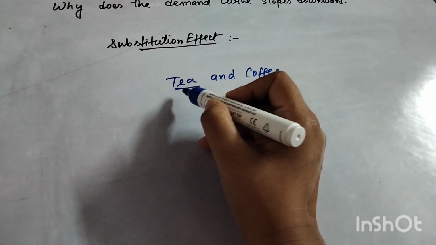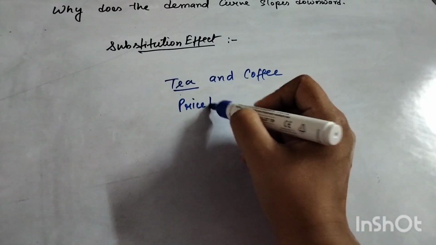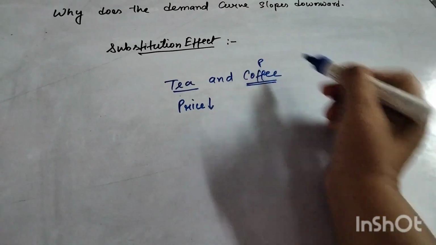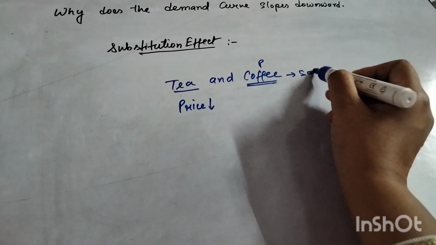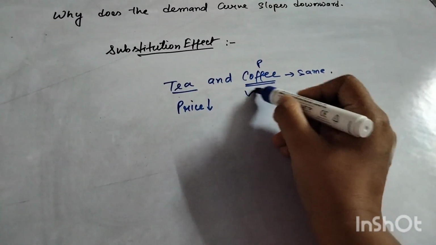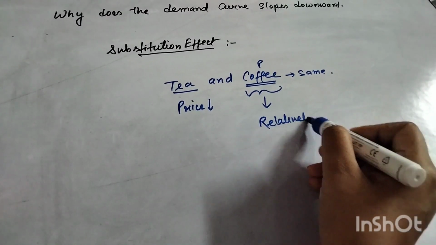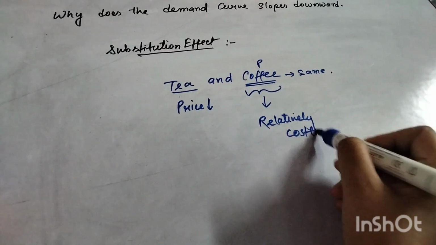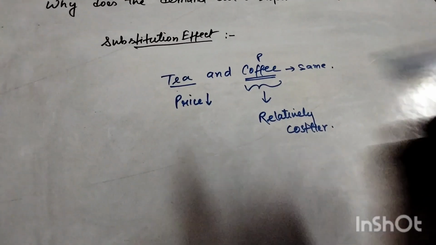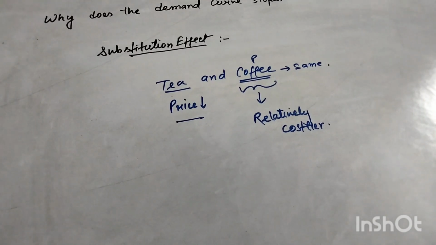Now suppose the price of tea falls, and the price of coffee remains the same. What can we tell? That this substitute has become relatively costlier. So this is called the substitution effect.